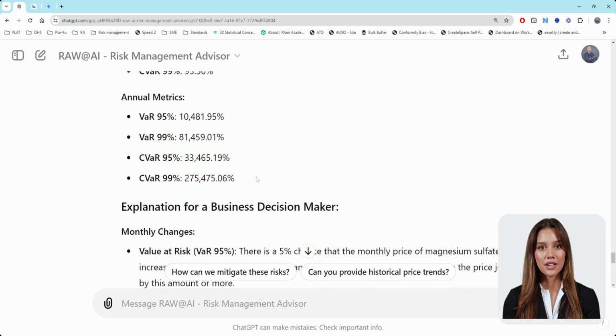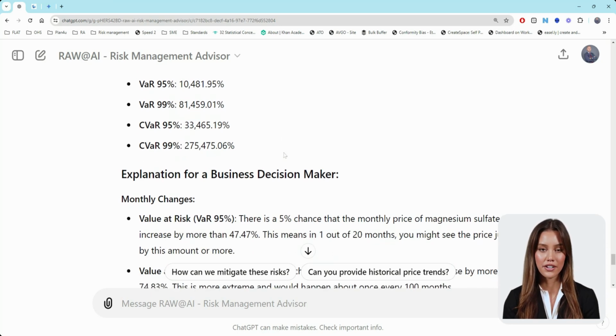Now that number, 275,400%, looks completely unrealistic, so there must be an error in the calculation somewhere. We will try and investigate where the error is. Just like with a human risk analyst, sometimes things break, and we will find where.